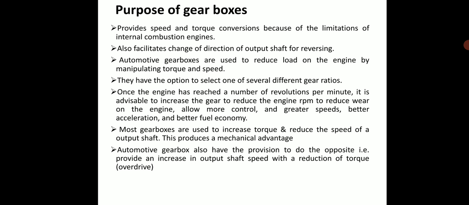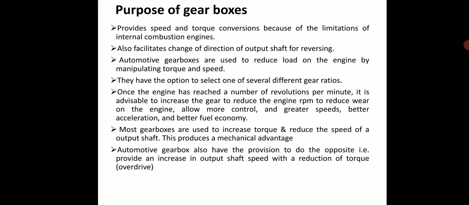The purpose of gearboxes is to provide speed and torque conversion because of the limitations of internal combustion engines. It also facilitates the change of direction of output for reversing. Automatic gearboxes are used to reduce the loads on the engine by manipulating the torque and speed. They have the option to select several gear ratios. Once the engine has reached a certain number of revolutions per minute, it is advisable to increase the gear to reduce the engine RPM, to reduce wear on the engine, allow more control and greater speeds, better acceleration and better fuel economy.